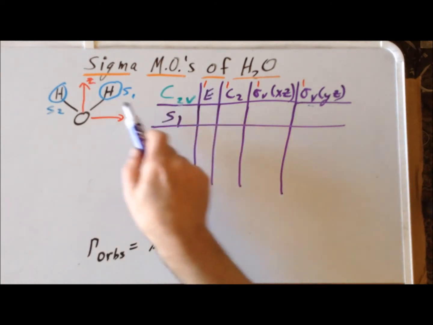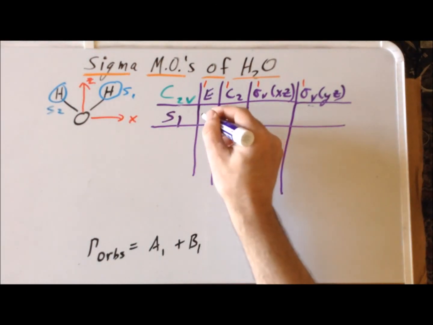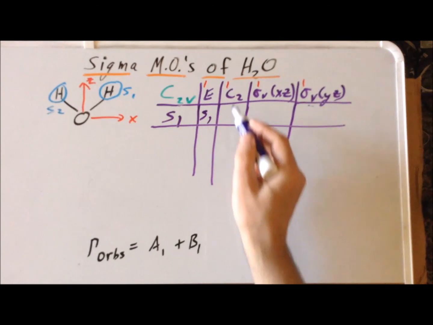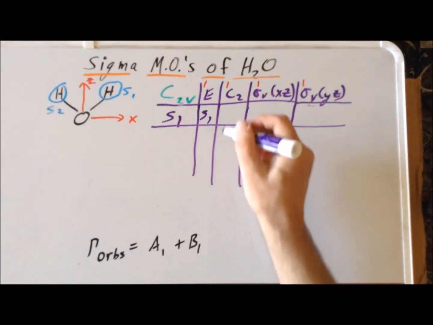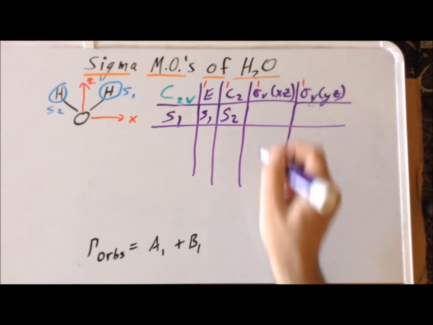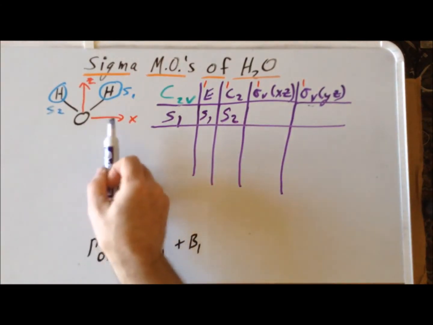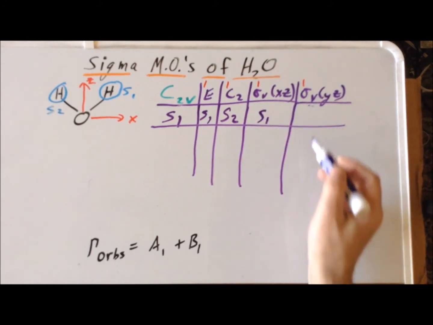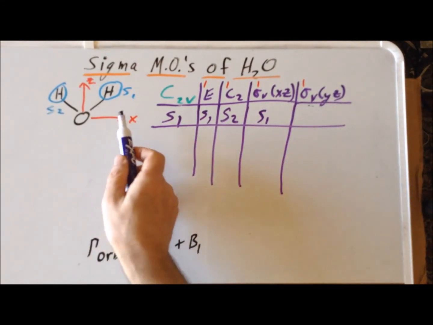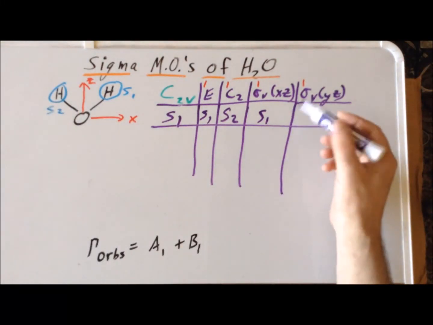symmetry operation in the point group gets its own column. So under the identity, S1 stays exactly as S1. Under C2, C2 transforms S1 into S2. Sigma v is the plane of the board. It takes S1 into S1. And sigma v, yz, takes S1 into S2.